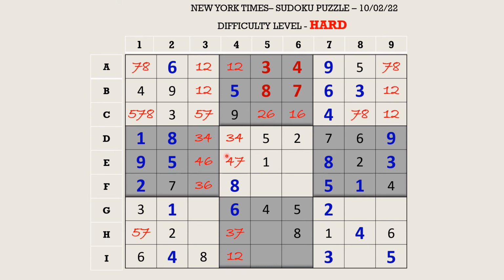In E row, there are 3 missing numbers, 4, 6 and 7. In column 6 you have 4 and 7 blocking, so E6 takes 6. That cancels out the 6 here, so E3 becomes 4, E4 becomes 7, D3 becomes 3, D2 becomes 4. Now in this block, the missing numbers are 3 and 9. You have a 3 in column 5 here. So F5 takes 9 and F6 takes 3.